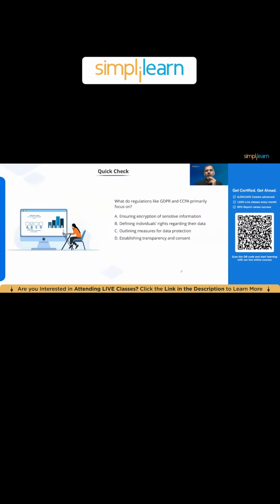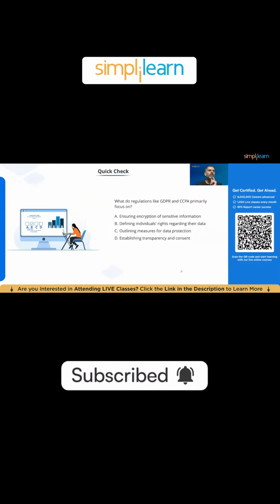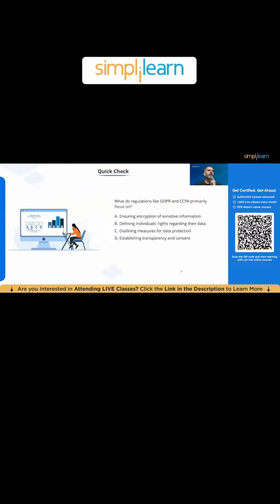So with this, now let's talk about this question. What do regulations like GDPR and CCPA primarily focus on? The first option is ensuring encryption of sensitive information, then defining individuals' rights regarding their data, outlining measures of data protection, and establishing transparency and consent. What do you think is the right option, guys? GDPR and CCPA, that's great. This is B. These laws define individuals' rights regarding their data. That means these are all data privacy laws.